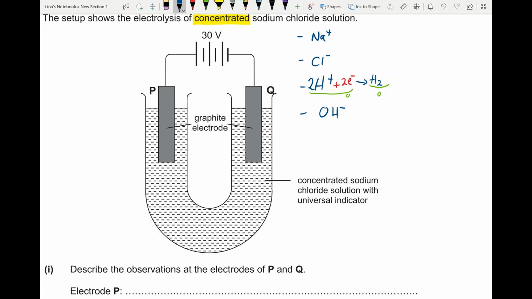So our halide is chloride. It's going to produce chlorine. So let's again balance the equation. 2 chlorine and 2 chlorine. And I need 2 electrons on the right to balance the charge.